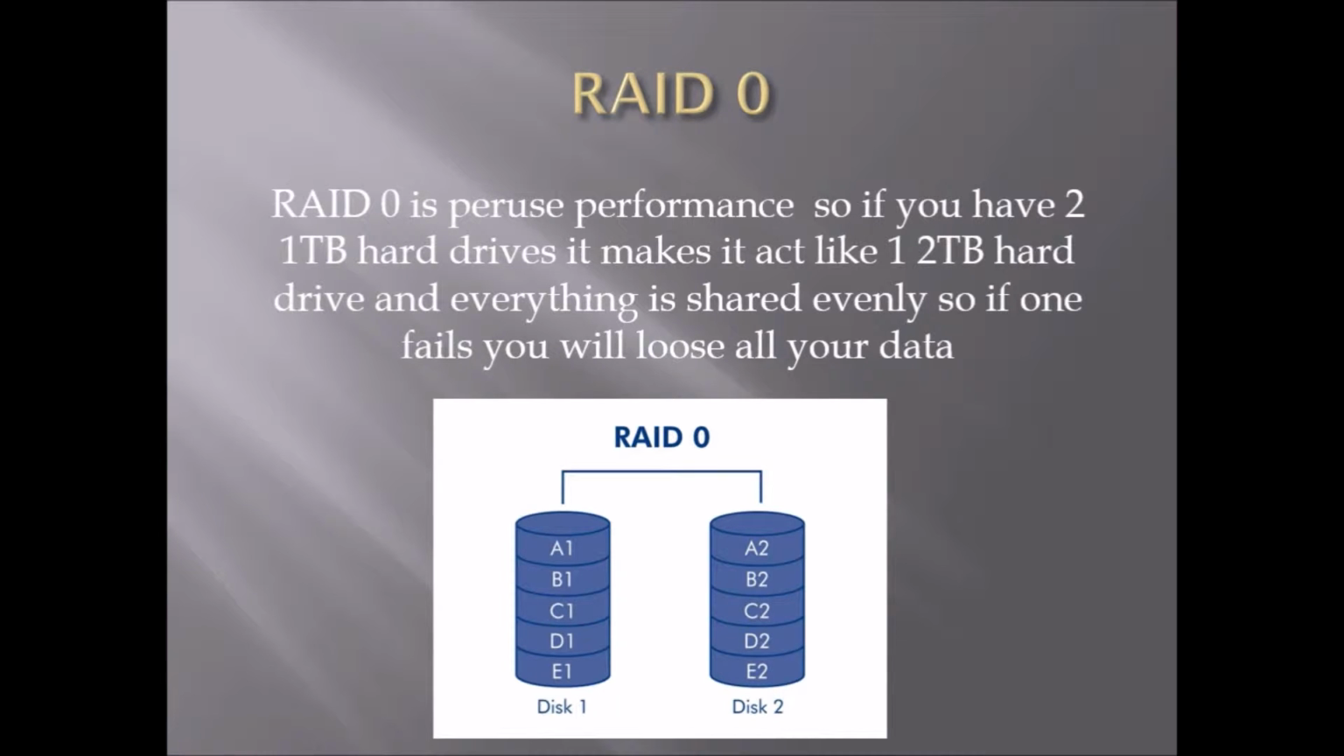Firstly, the RAID 0, which is basically just striping all your files and documents or whatever you have on your hard drives through two hard drives. So if you have two 1 TB hard drives in a RAID configuration of RAID 0, you actually have 2 TB of hard drive storage. But if one hard drive fails, then you've lost all your data.